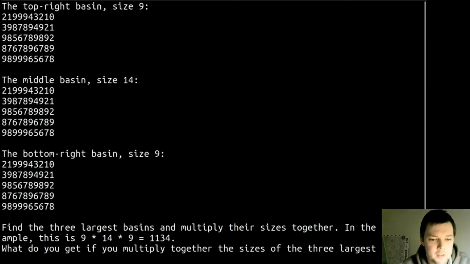And the middle basin, okay, well, I think we understand anyway. Find the 3 largest basins and multiply their sizes together. In the above example, this is 1,134. What do you get if you multiply together the sizes of the 3 largest basins? 1 minute of silent contemplation.